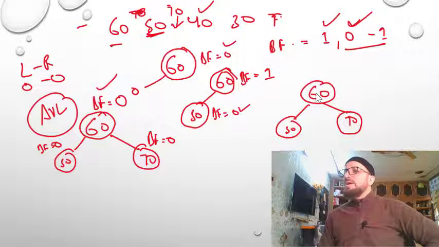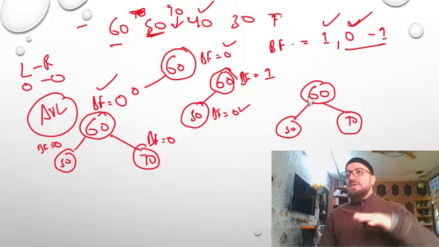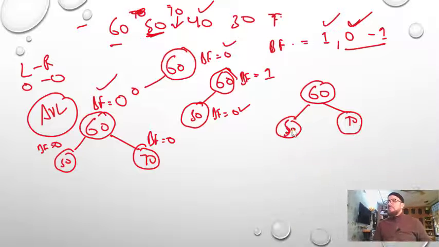So 40 is lesser than 60. Will it go to the right or left? It will go to the left. Okay, it's coming here. But here is 50. Is 40 less than 50 or greater than 50? It is less than 50. So it has to go on the left of it. So I have 40 here.